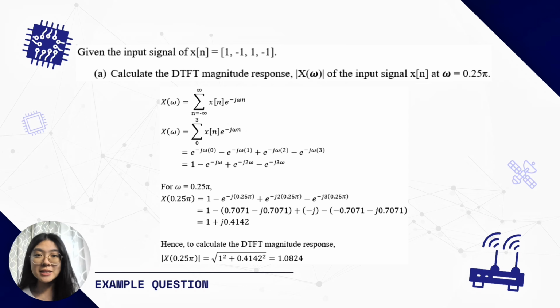Good day everyone, my name is Lin Jingyi and now I will explain the example question. From this question, we are given an input discrete-time signal, x[n] equal to 1, -1, 1, -1. To find its DTFT, we use this X(omega) formula.